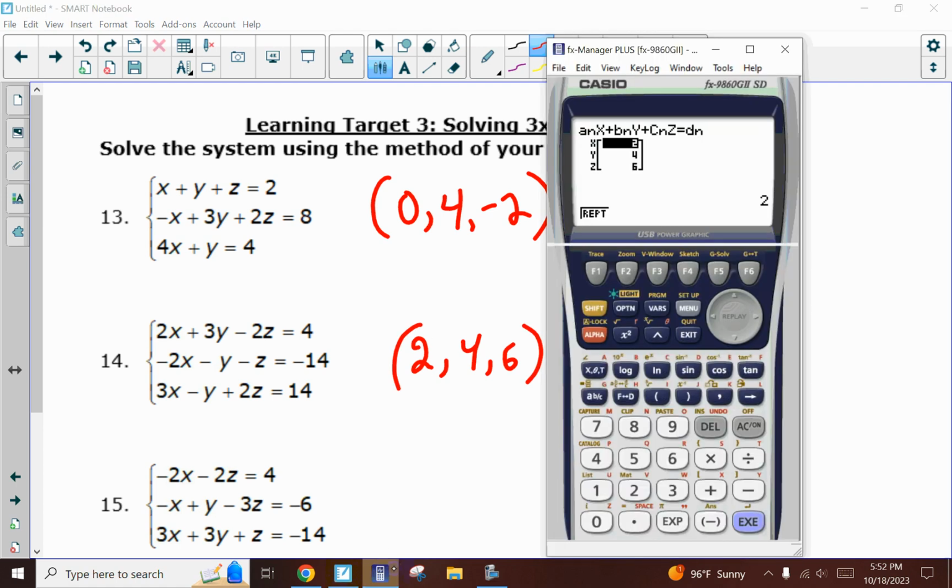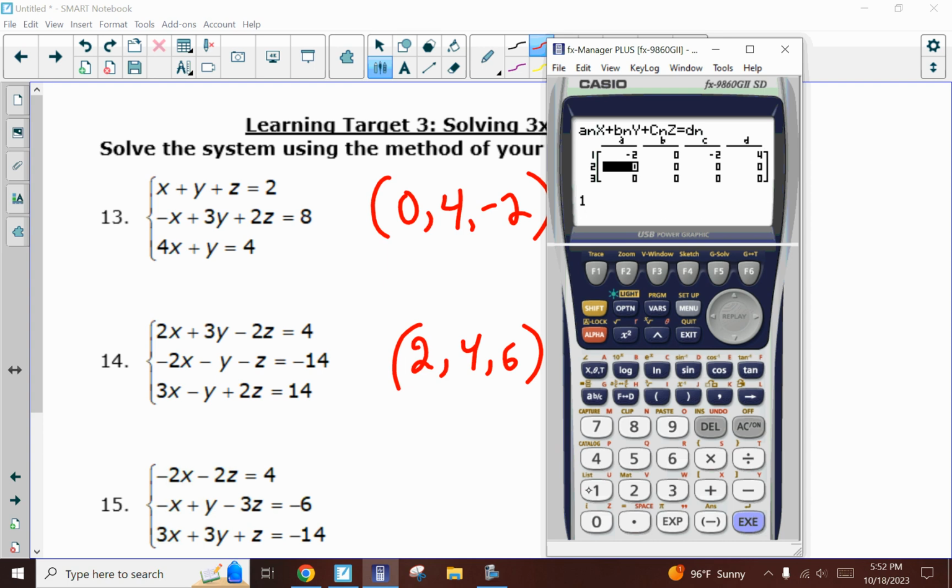And then the last one, let's hit exit. I'm going to clear this out. Be careful again, because the first line right there is missing a letter. In front of x is negative 2. There is no y, so I'm going to leave that as a 0. And then z has a negative 2 in front of it, and 4 is what it's equal to.